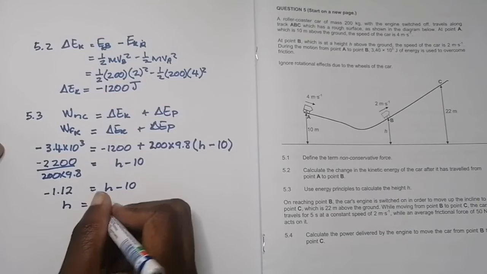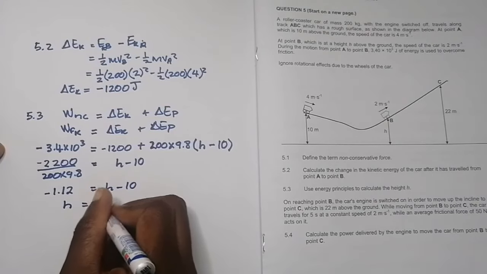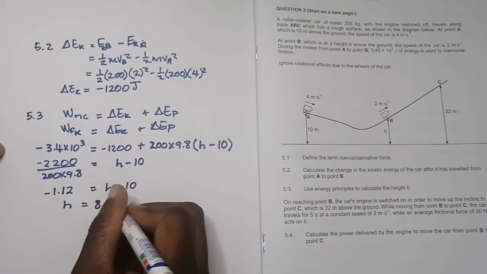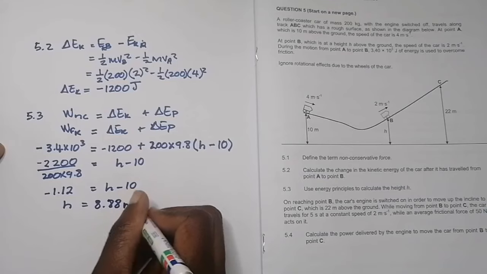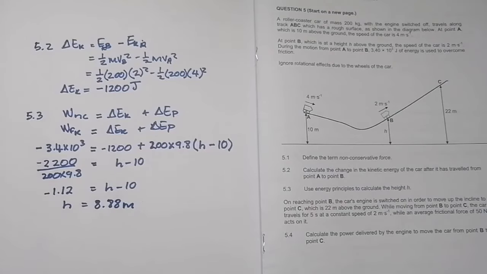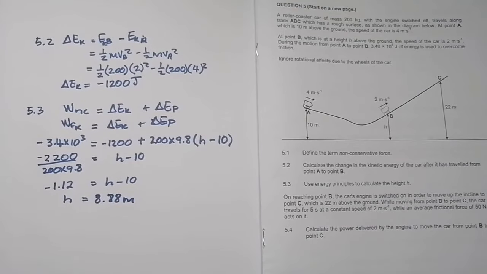Right, I get a height of 8.8, well, you can say 8.88 meters. I'm going to round it off to 2 decimal places as per the examiner's instructions. Yeah, so hopefully that makes sense. So that's the height that we find at position B, right? I hope that made sense to you. Right, let's get to the next question.